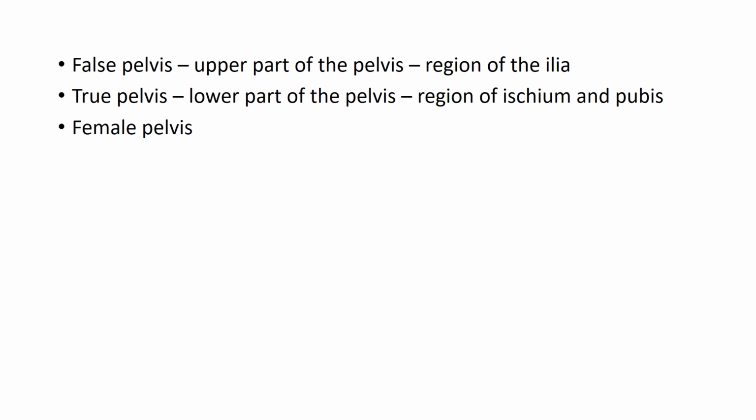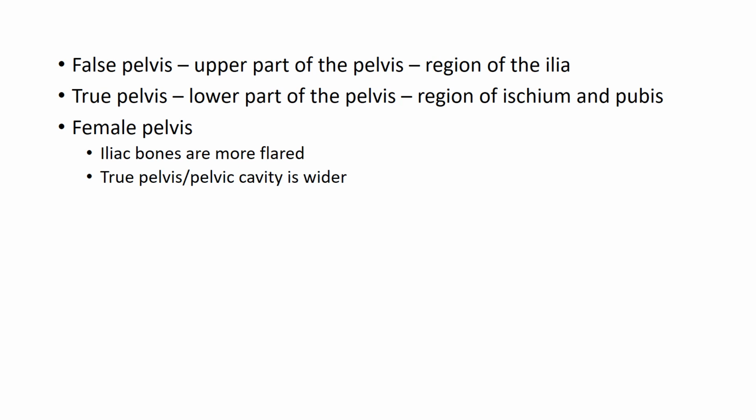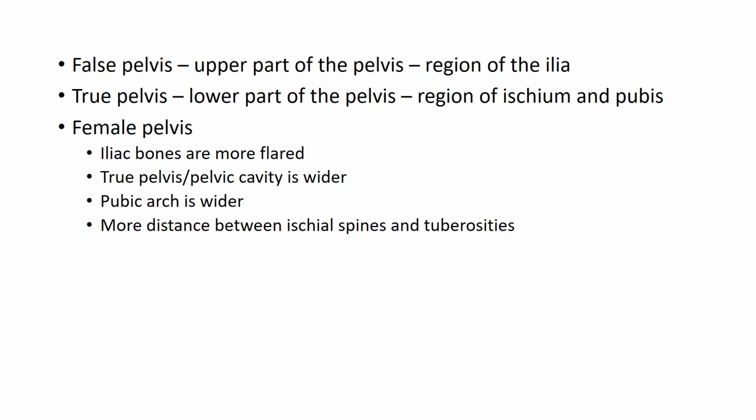In the female pelvis versus the male pelvis, the iliac bones are more flared, meaning more separated when you compare it to the male pelvis. The true pelvis, so that inside part, pelvic cavity, is much wider than the male pelvis. Pubic arch is wider, and there's more distance between the ischial spines and the tuberosities. So all these factors are more narrowed in the male pelvis.